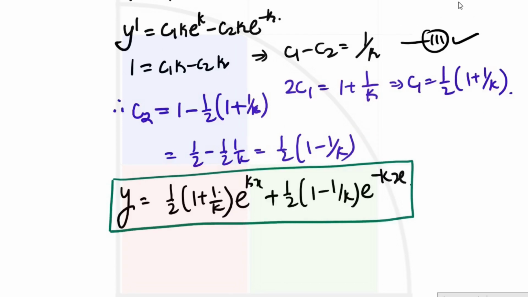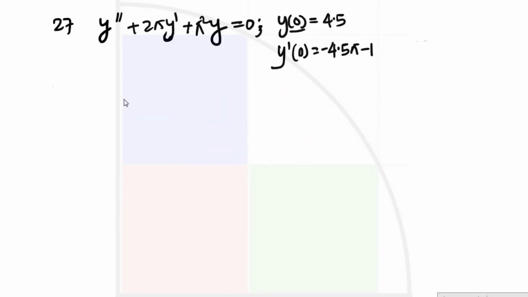Now let us move to the next question. So we will solve question number 27. Question number 27 is in reference to problem number 5 that we have already solved. In this case they have given an initial value condition and we need to find the exact solution, or actual solution, for this.